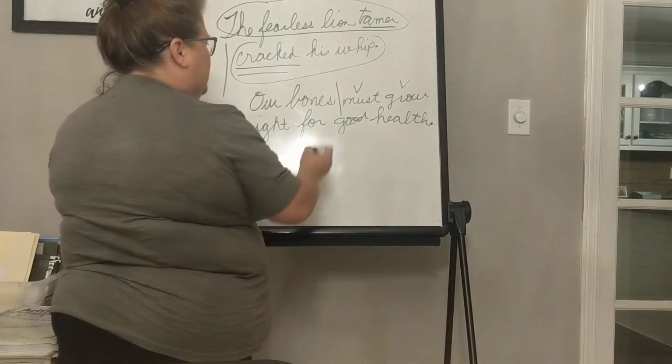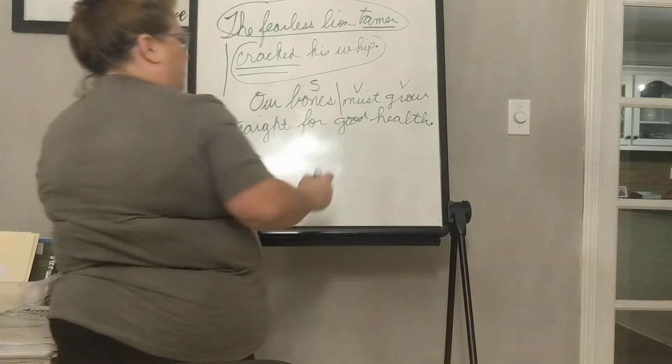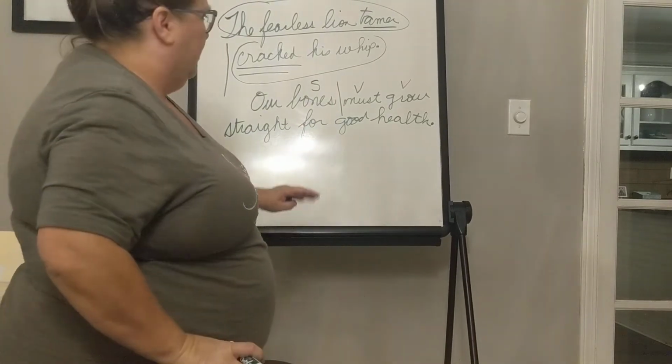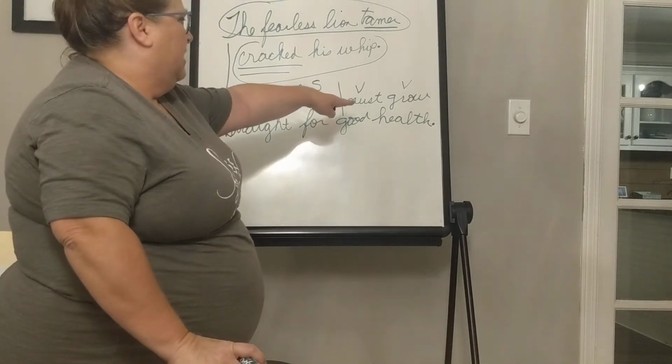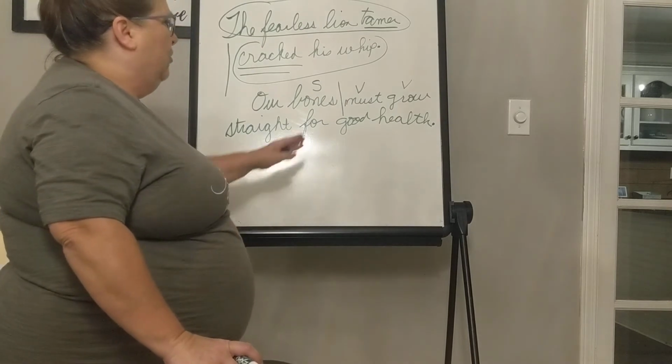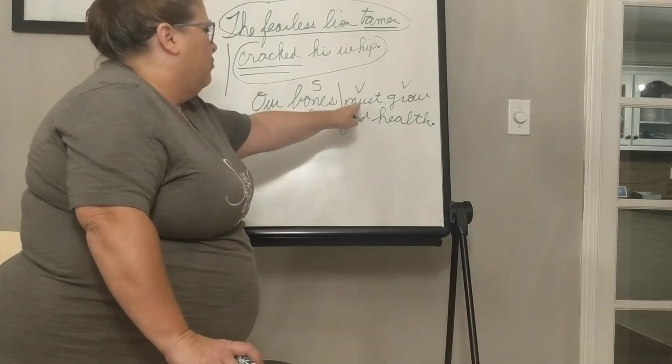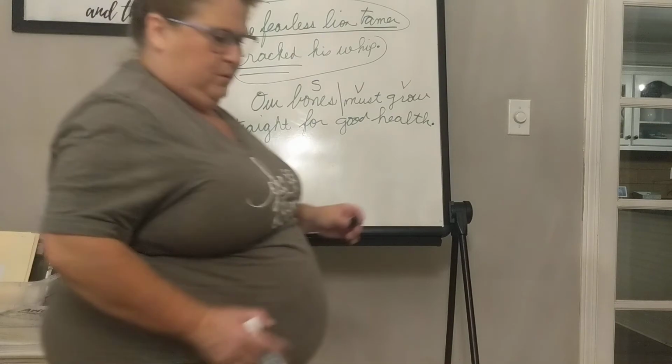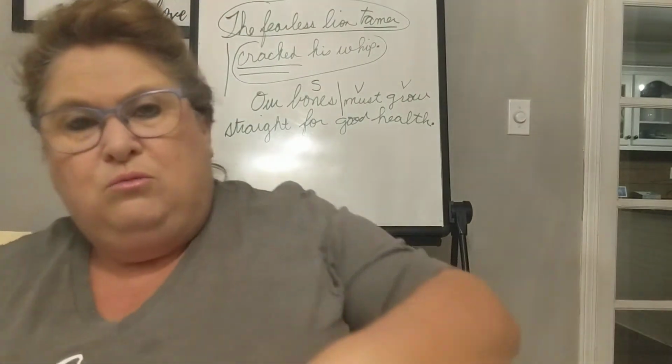And who or what must grow? Bones. So that is how you're going to do it. Put an S above your subject, a V above your verb, and put your vertical line right in front of your verb. Okay? All right, so the first one is done. Number 2, sunshine and milk build strong bones. What is our verb in our sentence? Build. Put your vertical line in front of it.